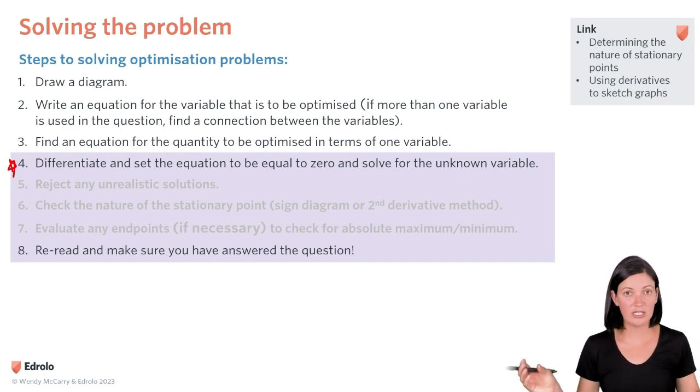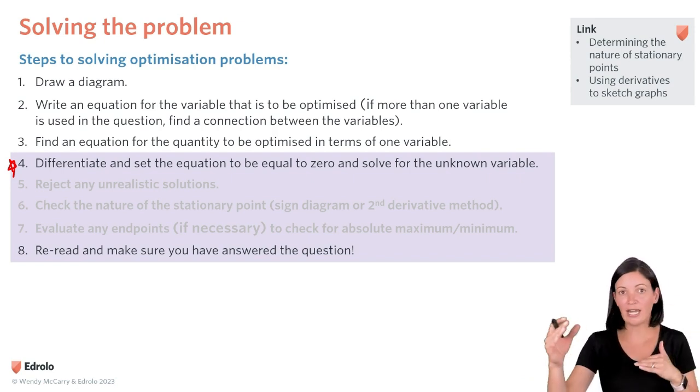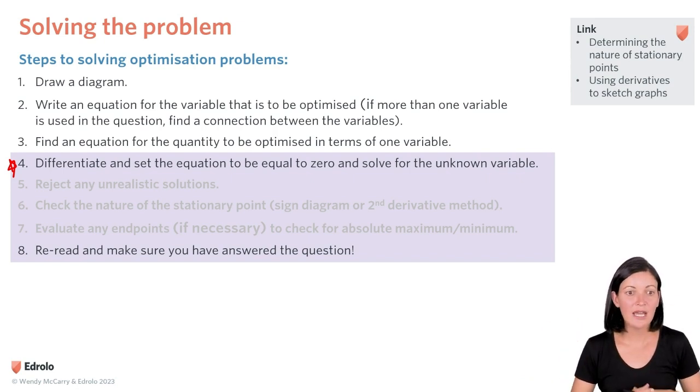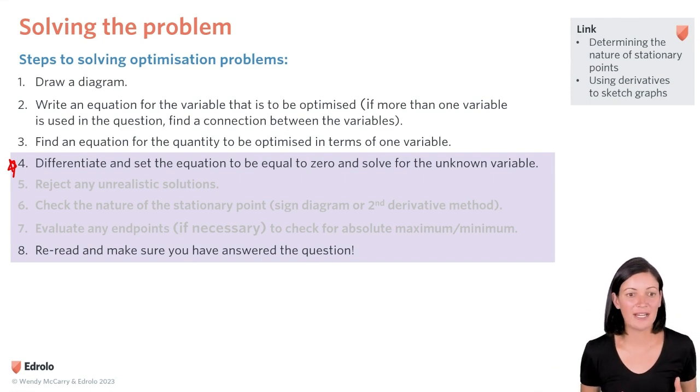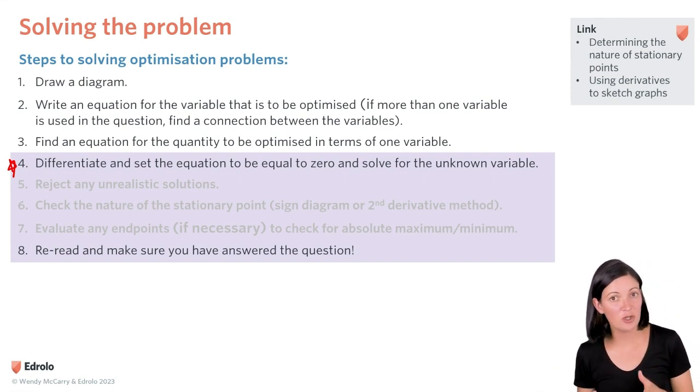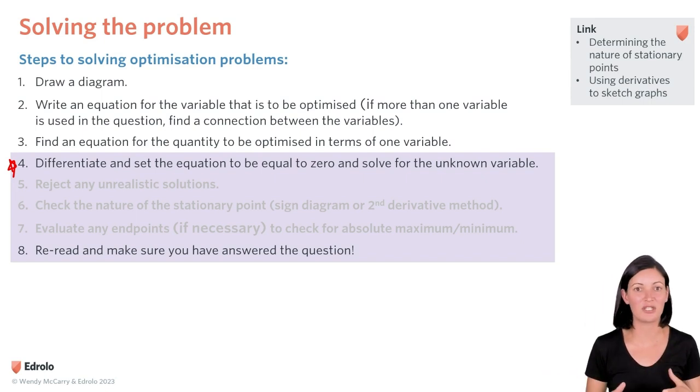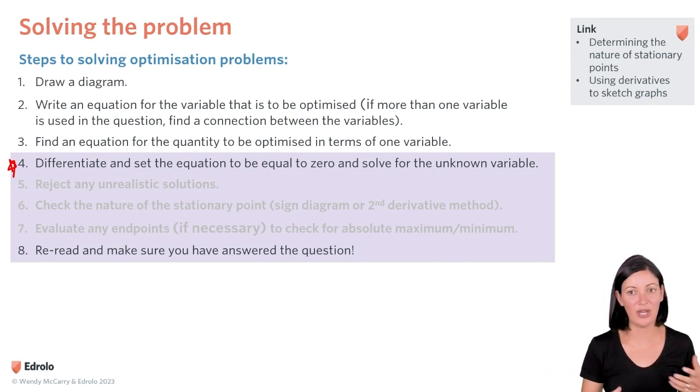If you have a restricted domain, you might need to evaluate your endpoints and check for any absolute maximums or minimums. And then step 8 is also very, very key. You want to go back and reread the question and make sure you've answered what the question is actually asking you. Okay, let's take a look at our examples that we've been working on in the previous section.